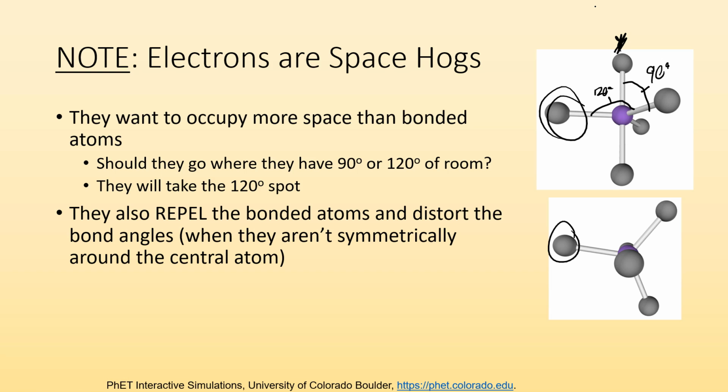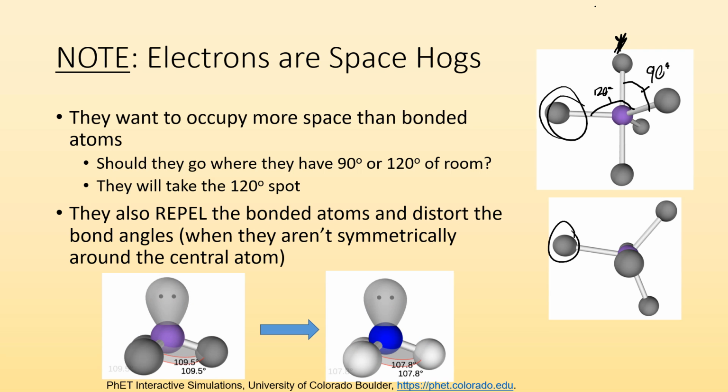They also repel the bonded atoms and distort the bond angles when they're not symmetrically around the central atom. So for example, here in our perfect model, that doesn't account for that, we would expect this molecule to have 109.5 degrees as the bond angle. But when we observe the actual bond angles, you can see that these electrons repel all those bonded atoms away from it a little bit more and pinch that bond angle to be something smaller. So, yeah, that's a thing.